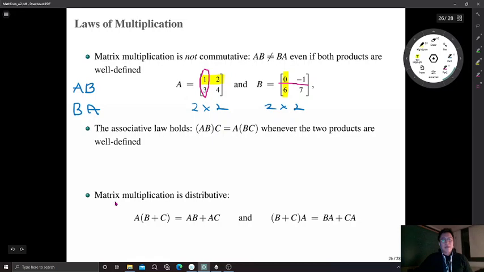Matrix multiplication is also distributive, meaning that if we have a multiplication of matrix A and B plus C, then we can distribute A, and the result becomes AB plus AC. But be careful. We multiply A in the front, so A times B is AB, not BA, and A times C should be AC, not CA. We can't change the order because the commutative law does not hold.